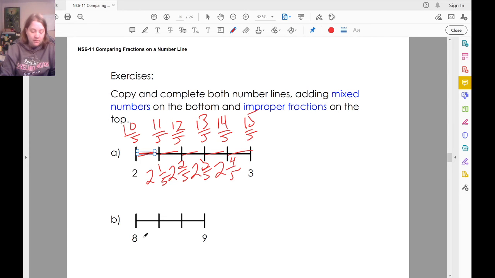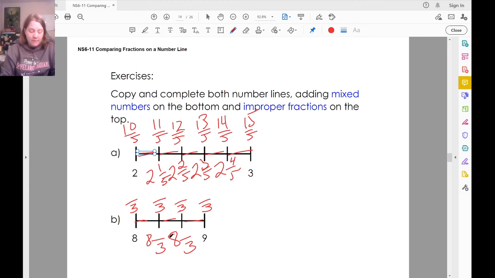The whole number down here we can see is 8. We haven't quite reached 9 yet, so it's going to be 8 and something both times. How many cuts do we have? 1, 2, 3 cuts to get to 9, which means all of our denominators will be 3s. My favorite number on the tablet. Ooh, those all look good.